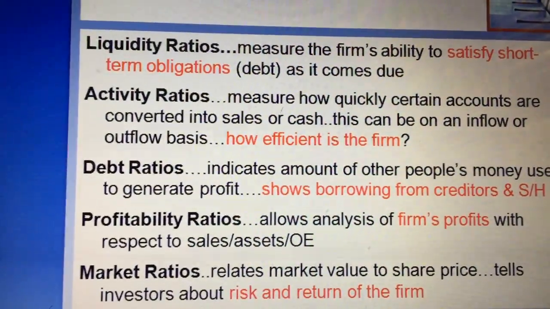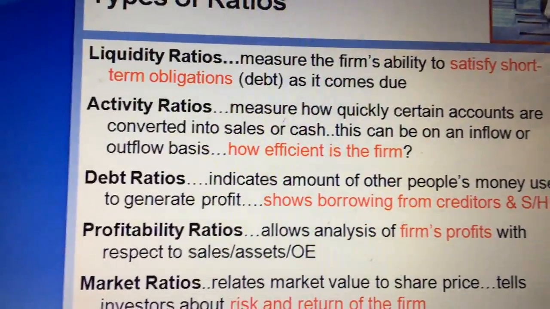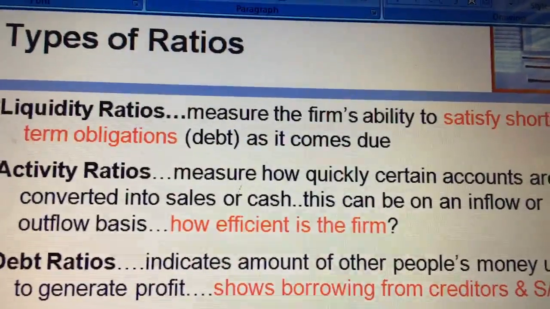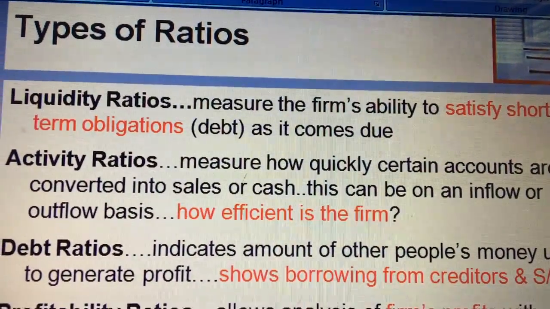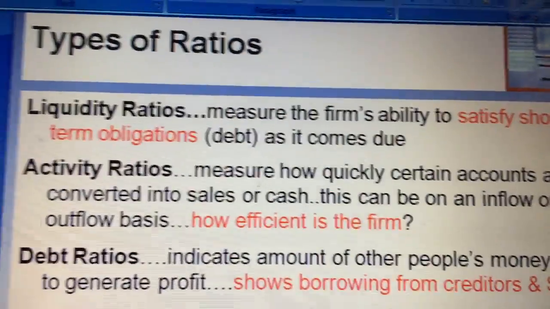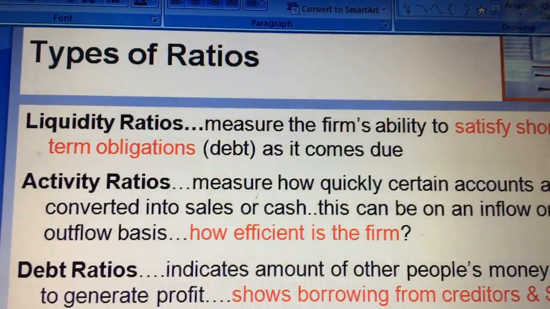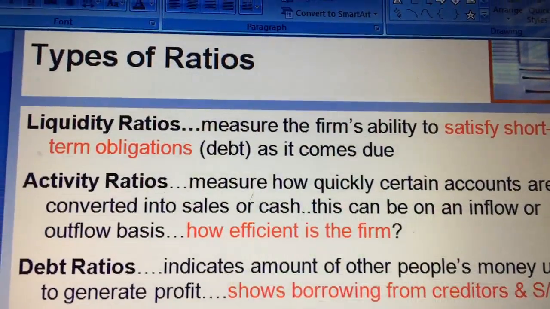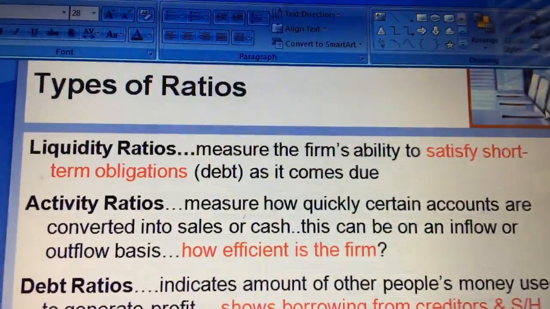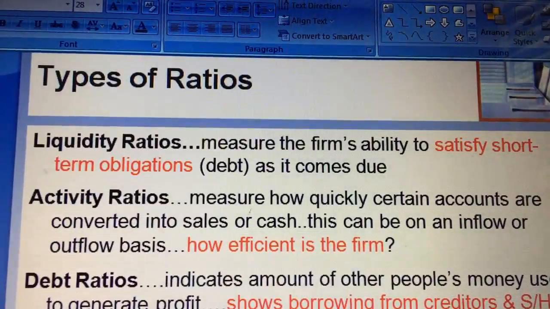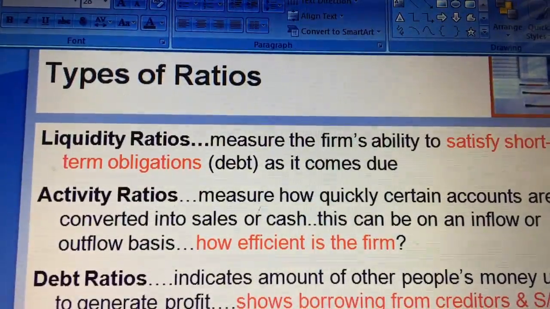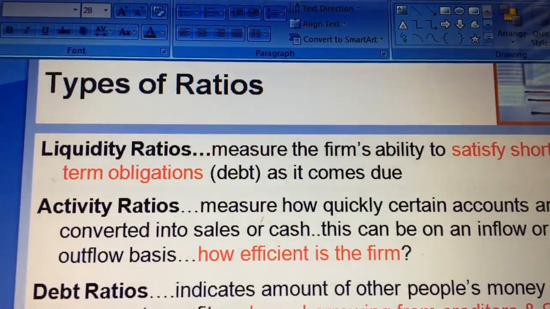The first 2 I want to look at today will be your liquidity and your activity. In other words, we're going to look at 2 that give you a measure of how are we able to pay our short-term obligations. In other words, mostly our accounts payable. Okay, how is a company able to pay accounts payable? Do they have enough cash available? And then the second set has to do with how efficient is the firm? Okay, how quickly can certain accounts be converted to cash? So these are the 2 we want to look at today.